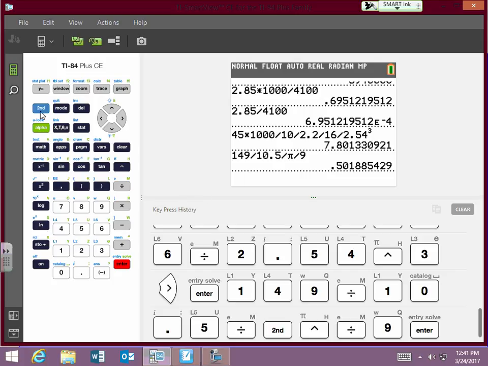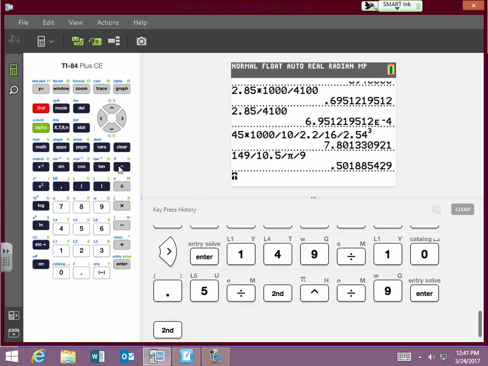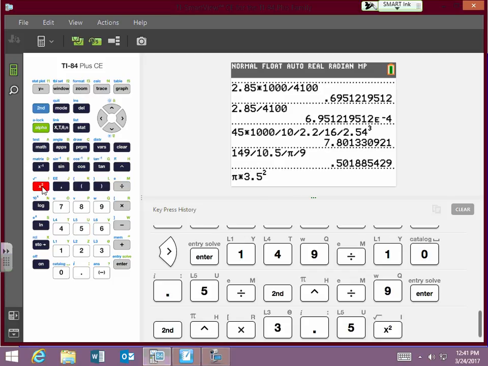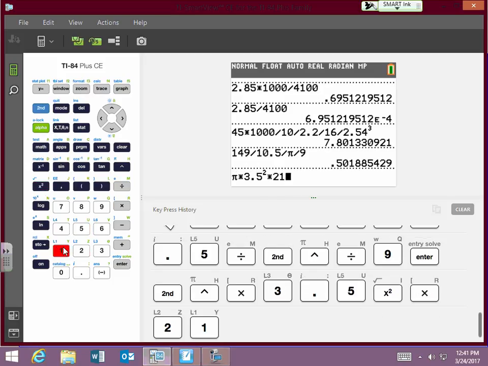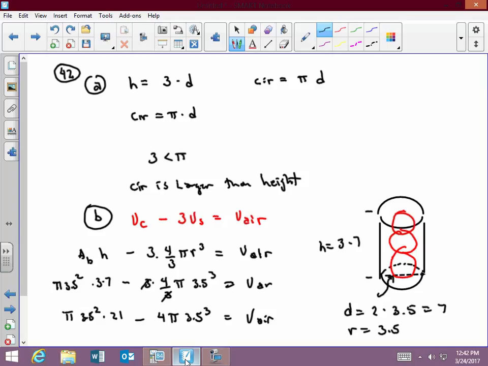So it's pi times 3.5 squared, and the height was 21. So that's the area of the can minus the area of the balls. And let's see, I did some canceling, so I canceled that 3. So it's 4 pi 3.5 cubed.